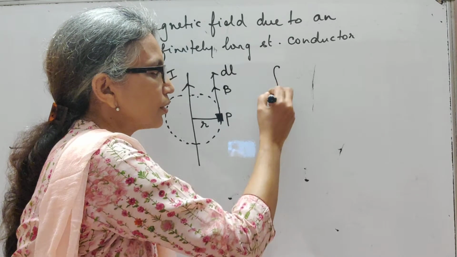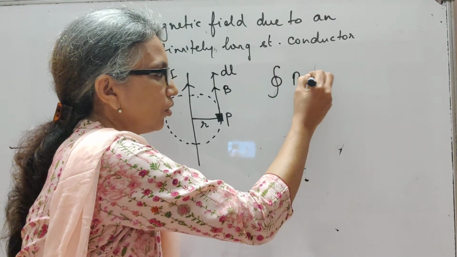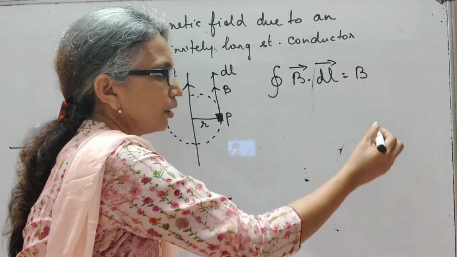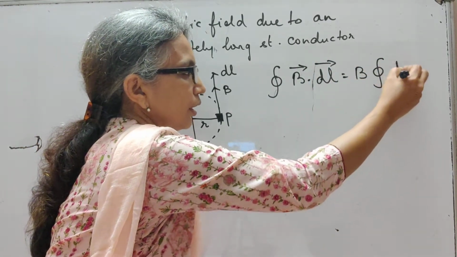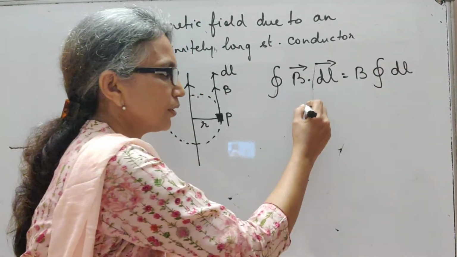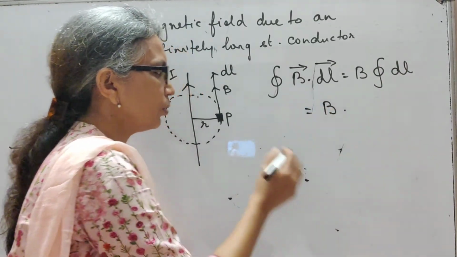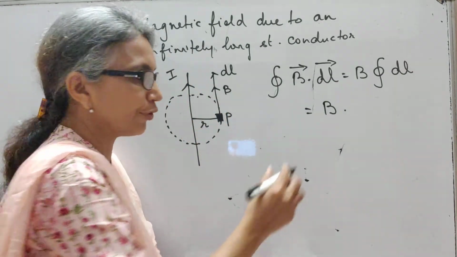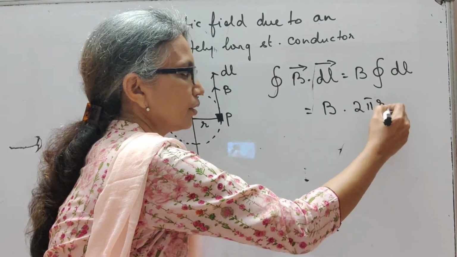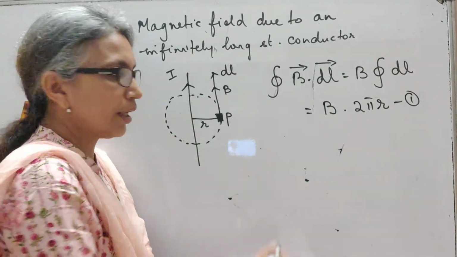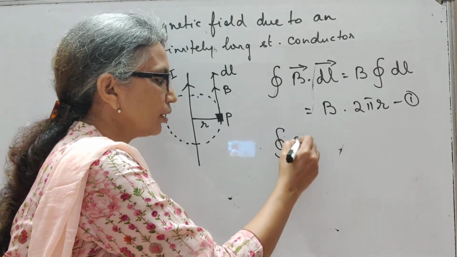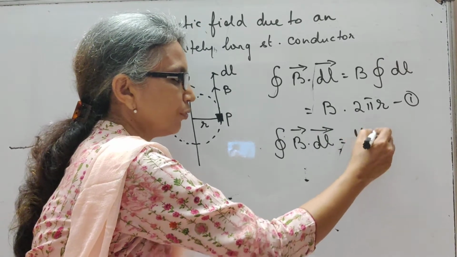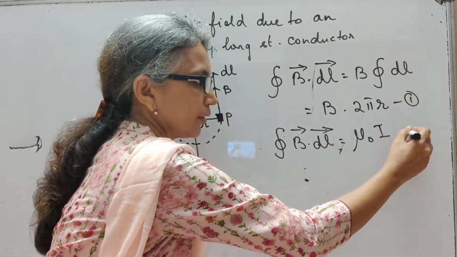Now for the closed line integral of B dot dl, I can take B outside and integrate only dl. So this happens to be B times, if I add up the whole thing, 2 pi r, the circumference. So that is B times 2 pi r. That is my first equation. By Ampere's circuital law, we know that this closed line integral B dot dl must be equal to mu 0 I. So that is equation 2.